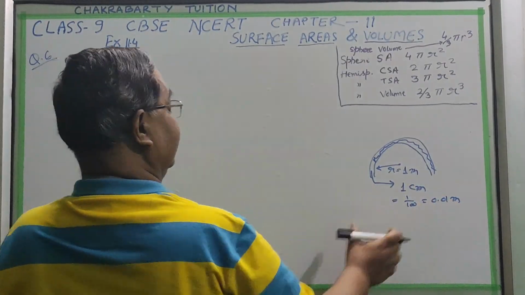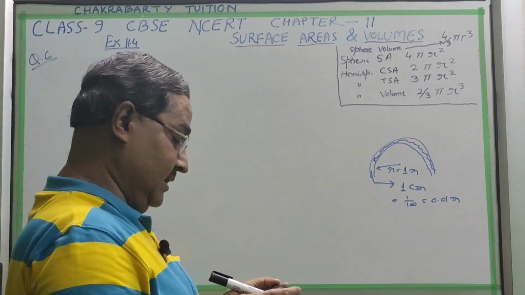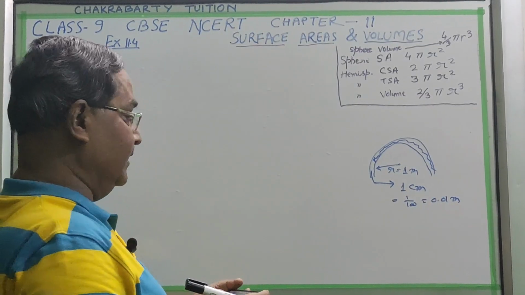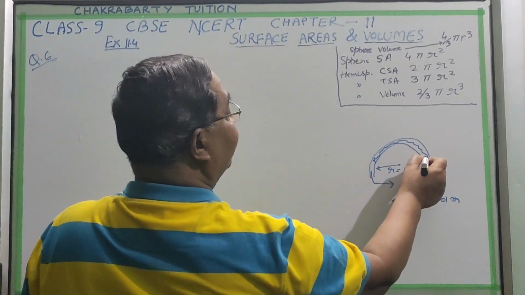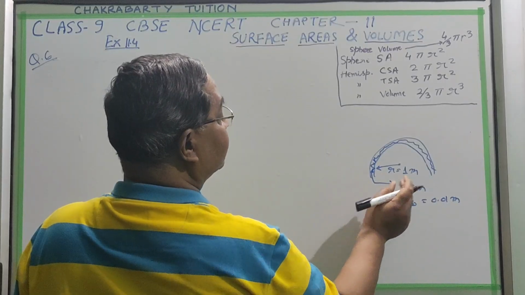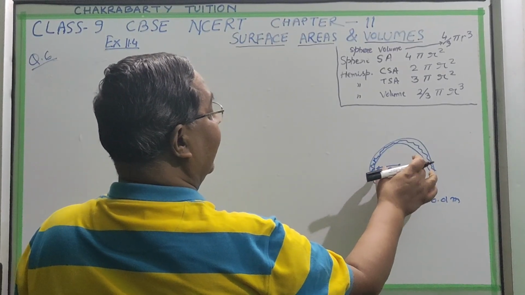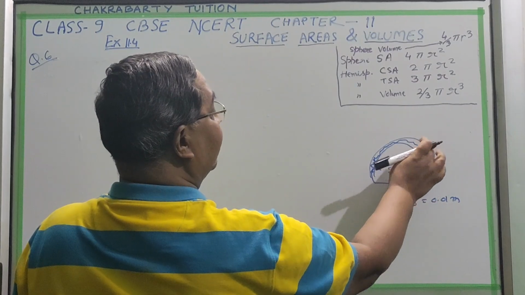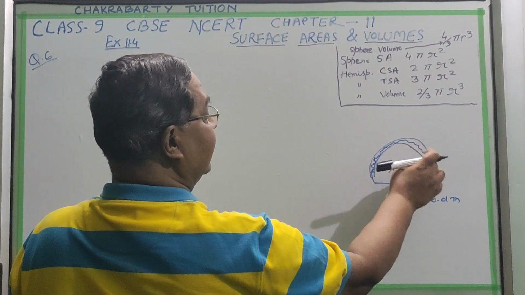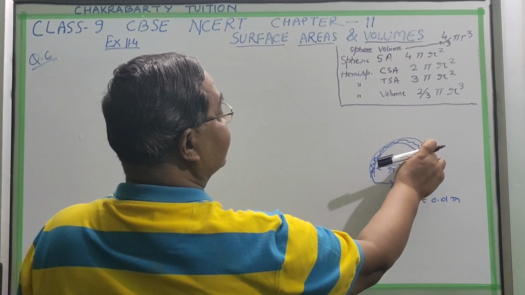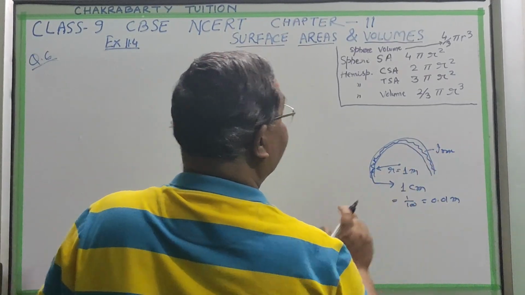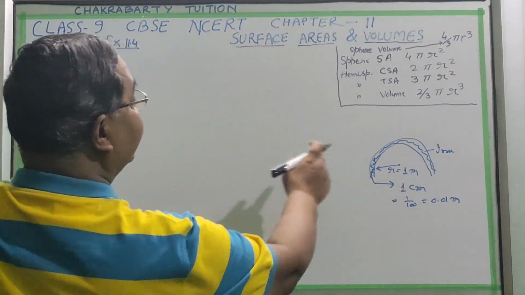Now they want us to find the volume of iron used. So how much iron will be used? First we will find the volume of the inner, and then the volume of the outer, and from the outer if you reduce the inner, then the thickness, the iron, will come. Okay, so first we will find the inner volume.